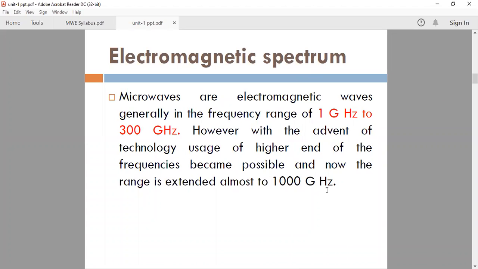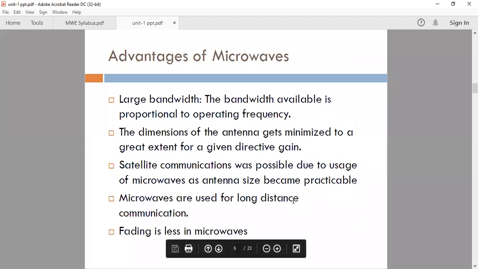Prem, are you there in the meeting? Yes, sir. Earlier, what happened to you, Mr. Prem? Sir, connection problem, sir. Right. So what is the frequency range of microwave signal? 1 gigahertz to 300 gigahertz, sir. Not 300 gigahertz, the earlier range, but it is up to 1000 gigahertz. So the frequency range of microwave signal is 1 gigahertz to 1000 gigahertz. That you can put, right?